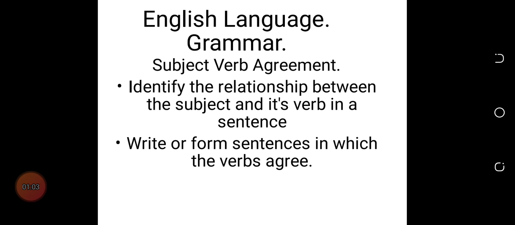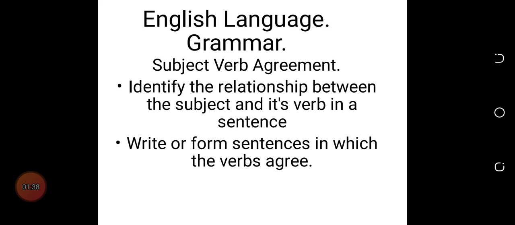The words we are going to look at. So for our objective today, the student should identify the relationship between the subject and its verb in the sentence. Then also write or form sentences in which the verbs agree.